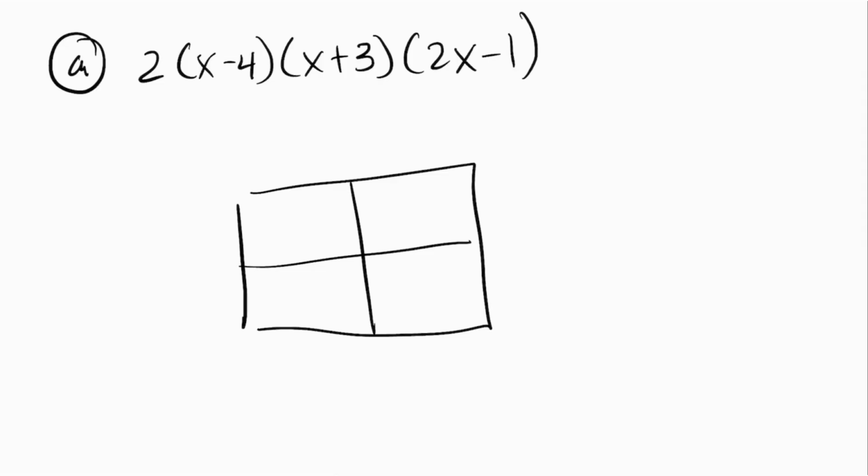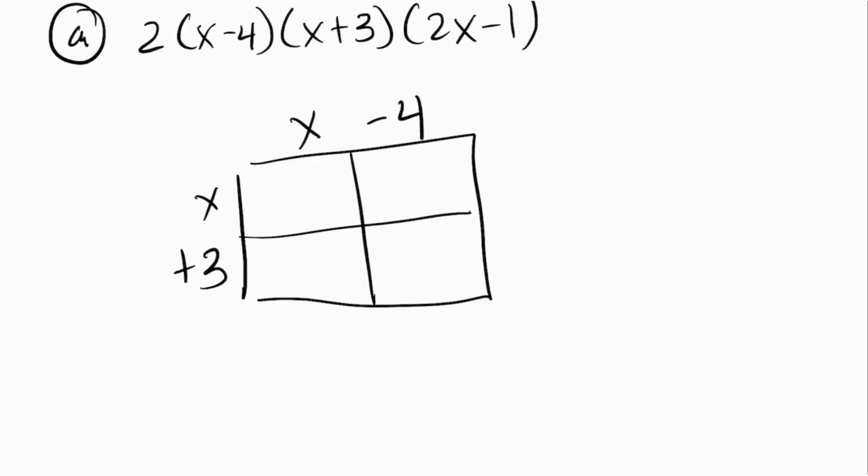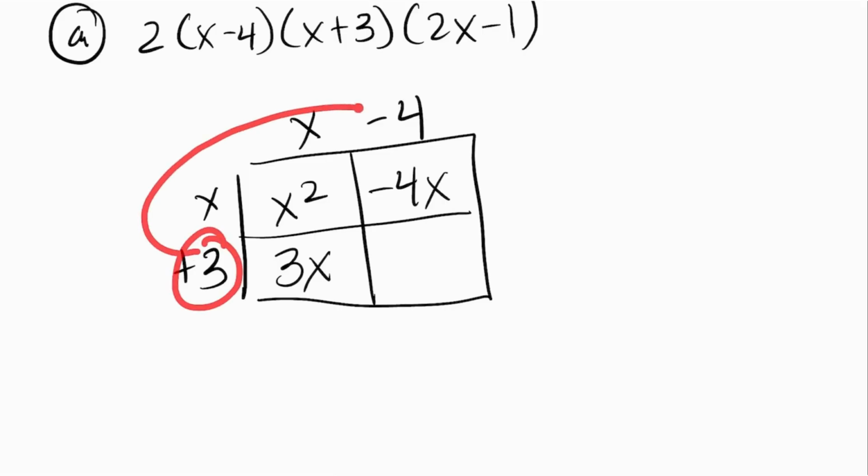On top of your Punnett square, write the terms from the first binomial, x minus 4. On the side, write the second one, x plus 3. Now we're going to go ahead and fill in the little boxes in there. So x times x is x squared. x times negative 4 is negative 4x. 3 times x is 3x. 3 times negative 4 is negative 12.